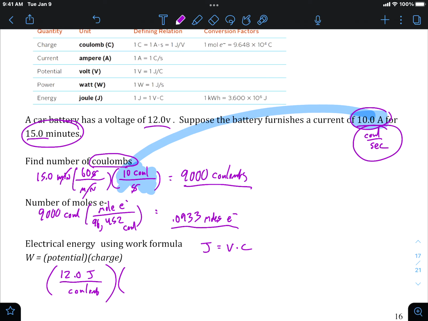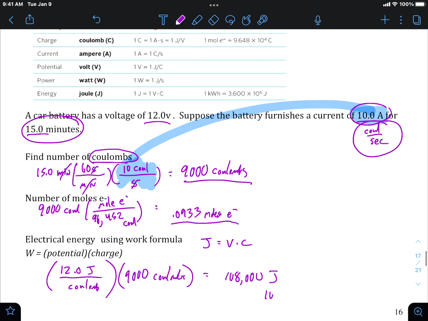And so we already determined the amount of charge. We said it was 9,000. And so that's how we're going to determine the amount of electrical energy in joules. 108 kilojoules.